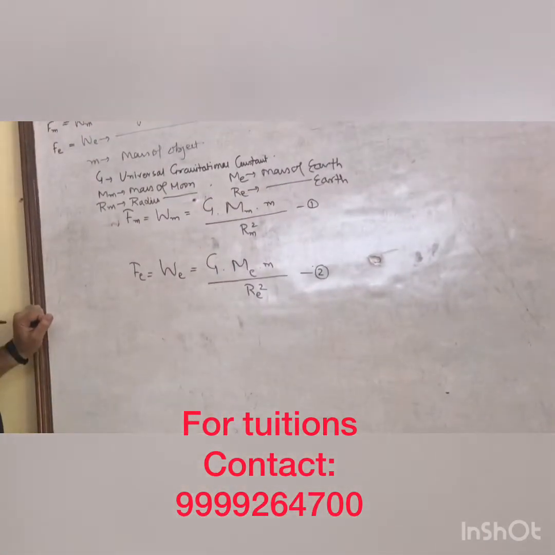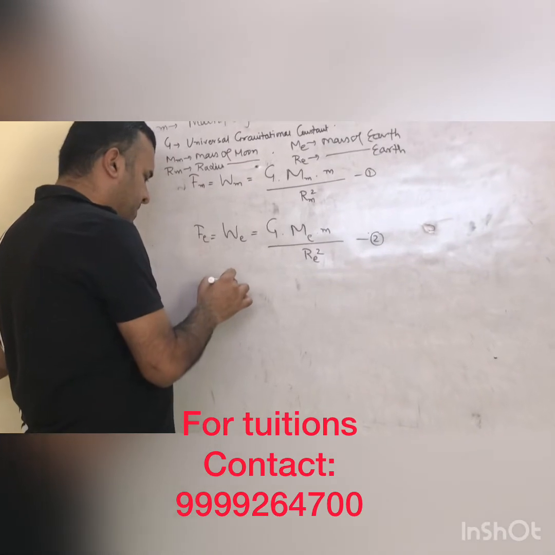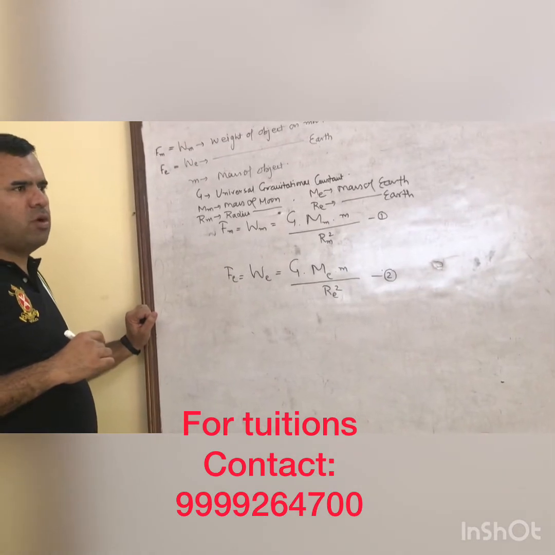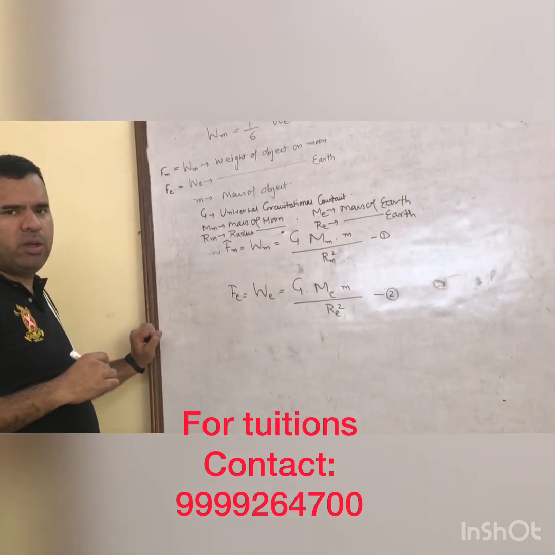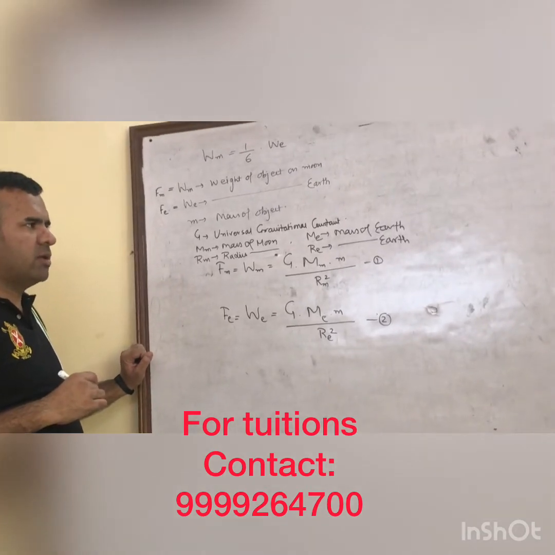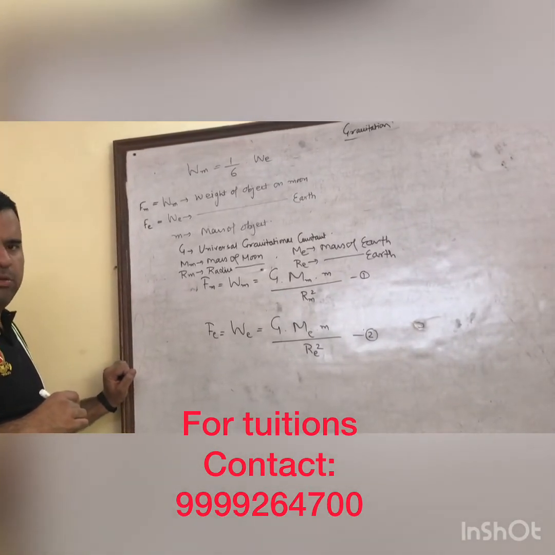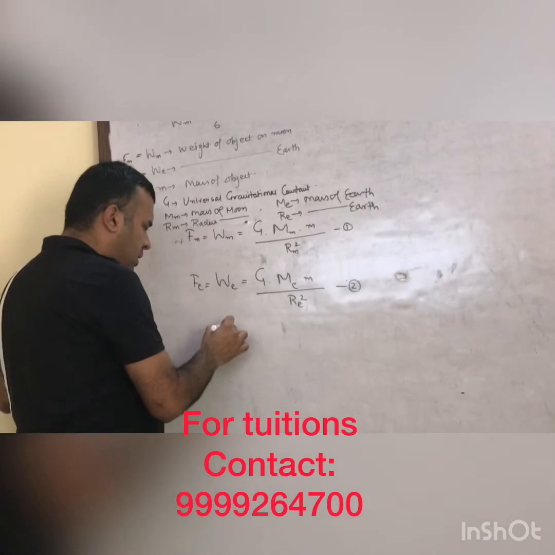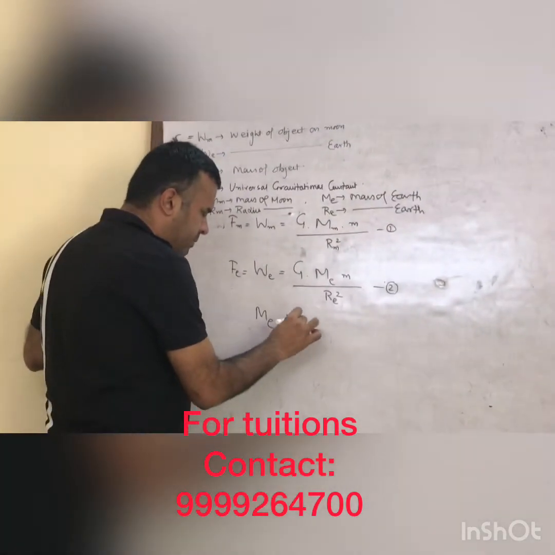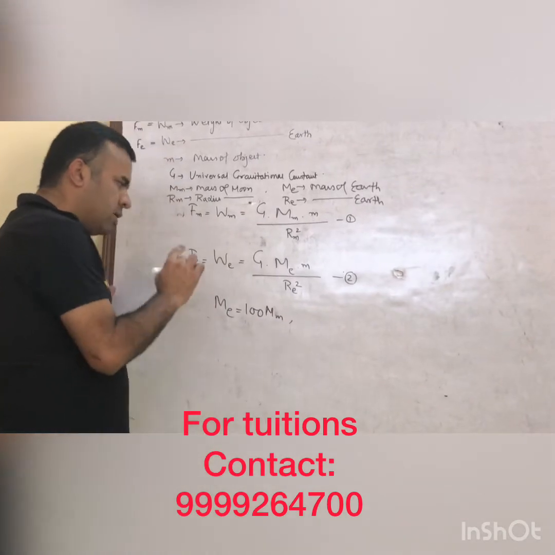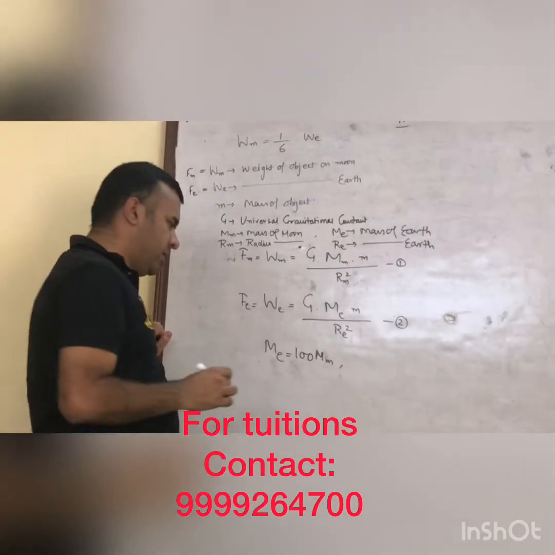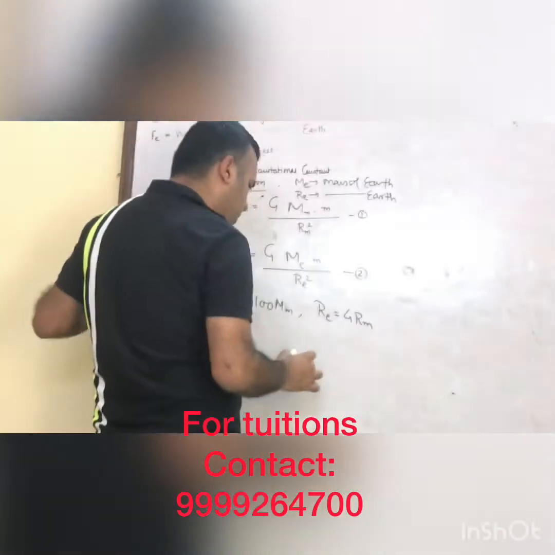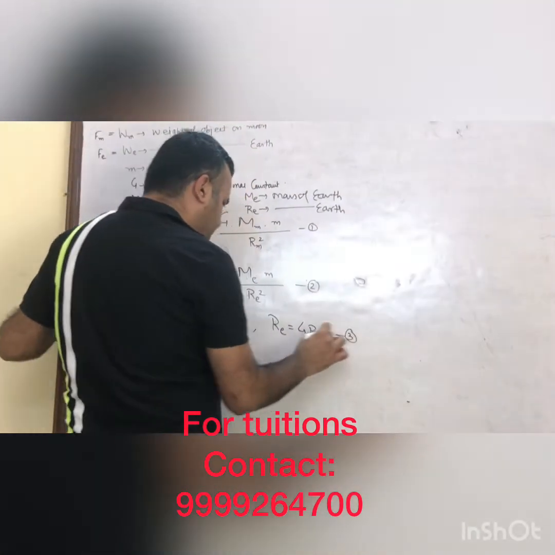Now my dear students, you should know that earth is heavier. Already I have told you mass of earth is 6 into 10 to the power 24 kg. Mass of moon is 7.4 into 10 to the power 22 kg. Radius of earth is 6400 kilometer, whereas radius of moon is nearly 1760 kilometer. And we know that mass of earth is 100 times more than mass of moon. Earth is 100 times heavier than moon. Similarly, earth's radius is 4 times as that of moon. Got it? Take these two as equation number 3.